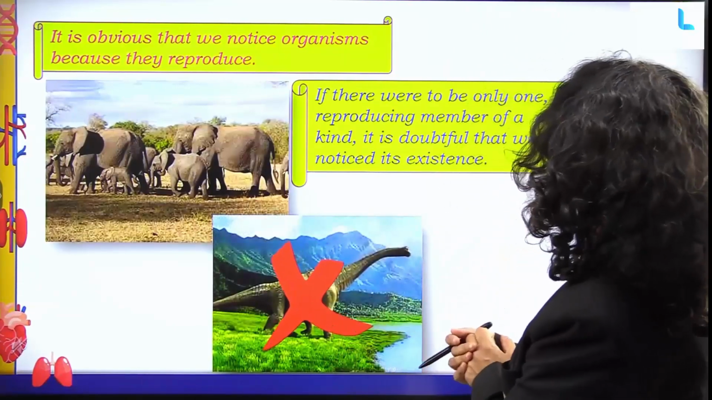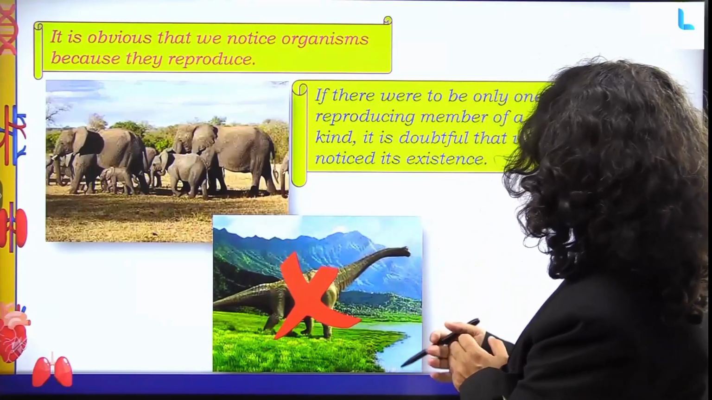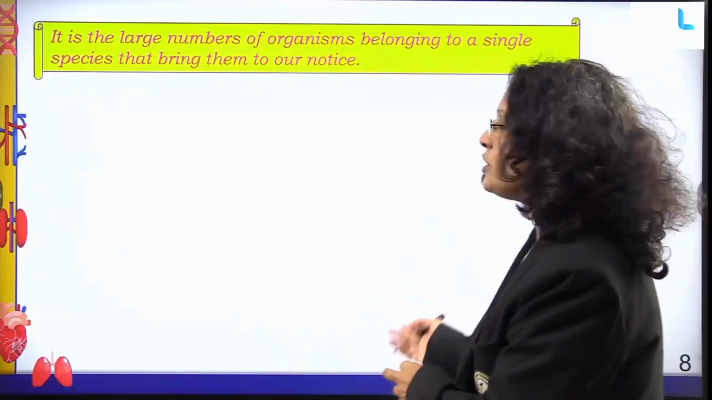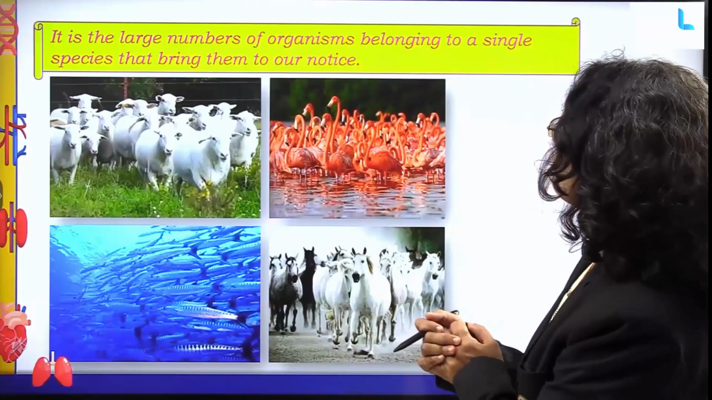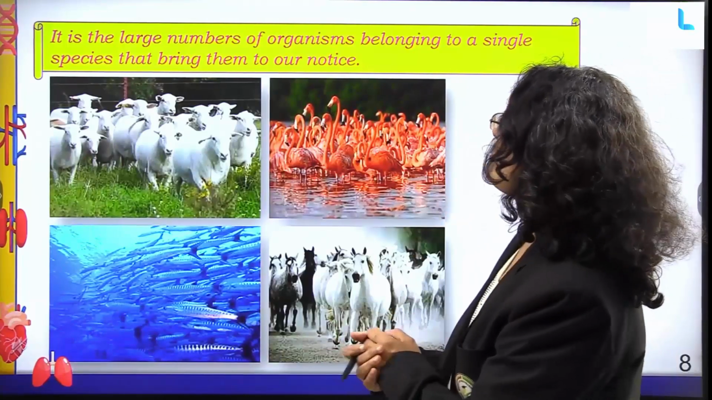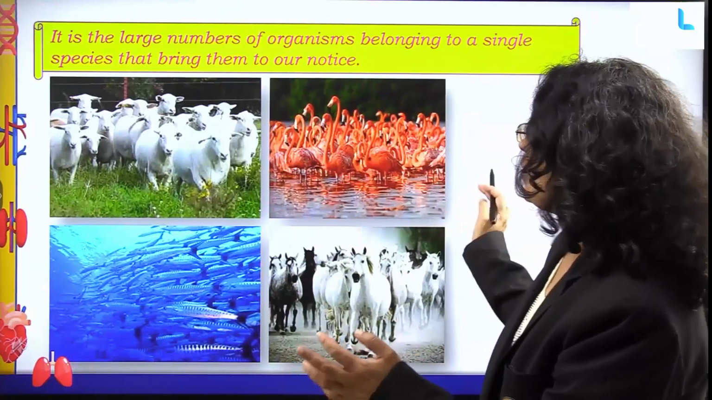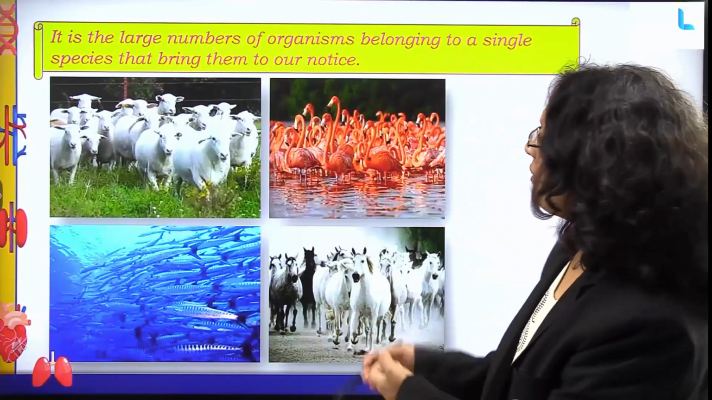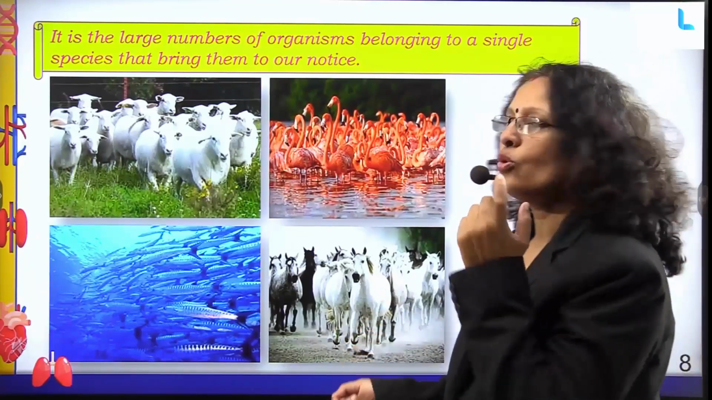If there were only one non-reproducing member of a particular kind, it is doubtful that we would notice its existence. For example, we hear about dinosaurs only on paper, we have not seen the species, because it became extinct. It is the large number of organisms belonging to a single species that brings it to our notice. By reproduction, the same type of species can be produced in large numbers, and that is why that species exists around us. Otherwise that species would go extinct.